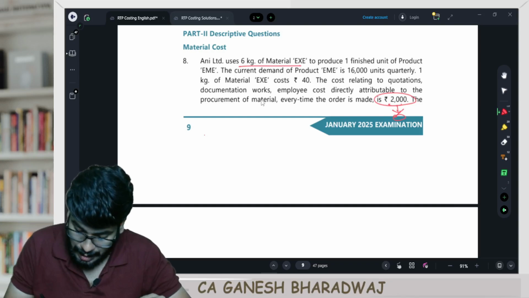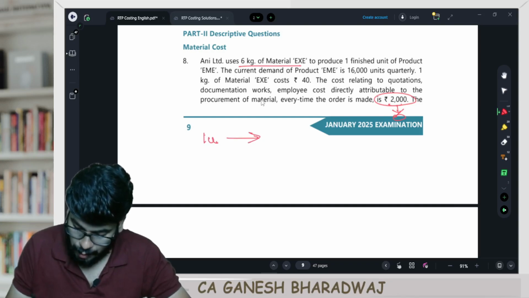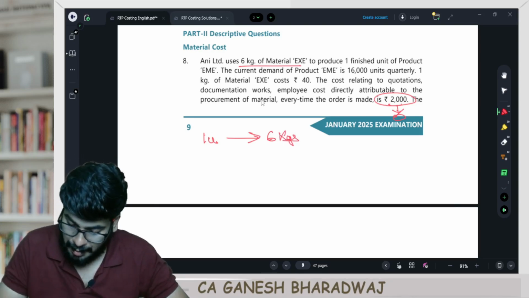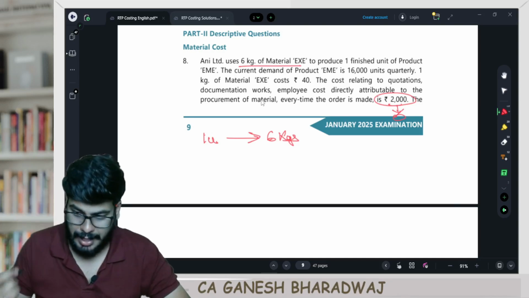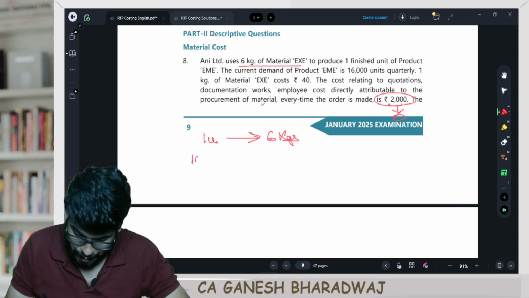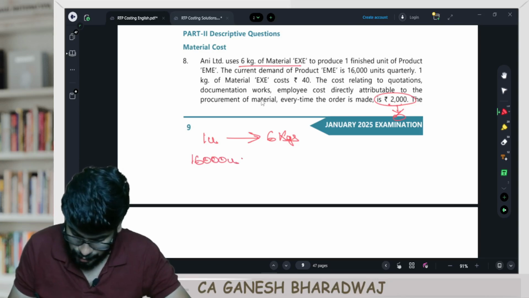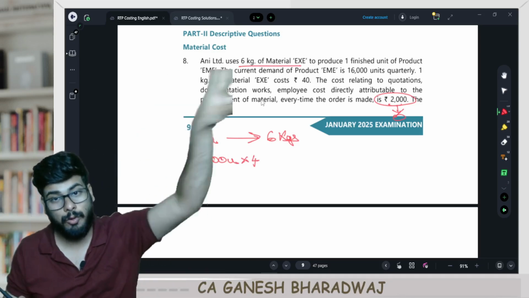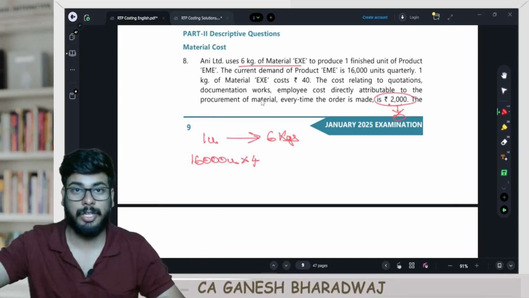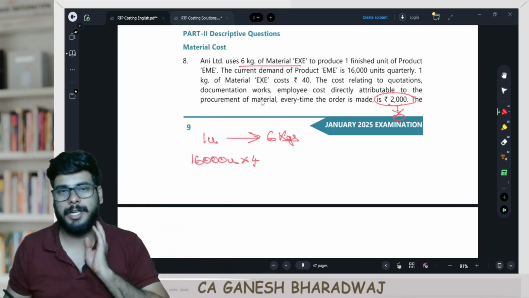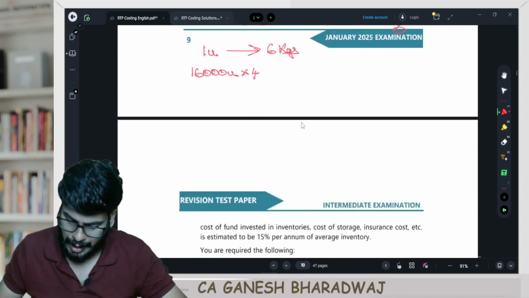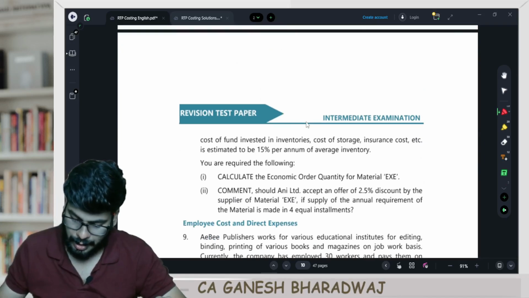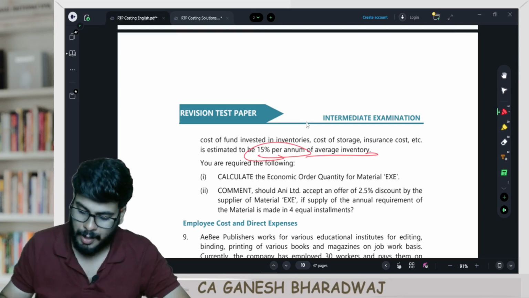And now what they have said, so 1 unit of FG requires 6 kgs of raw material, right? Then what they have said, the current demand for the product output EME is 16,000 units quarterly, which means what? 16,000 units into 4. So in a year, that is going to be the overall volume of the output, right? So that into 6 will give you the total annual requirement of raw material. Are you clear with this? Fine. Ordering cost is given as 2,000 rupees. And the cost of fund invested in inventories, the cost of storage, etc. is estimated to be 15% per annum of average inventory.